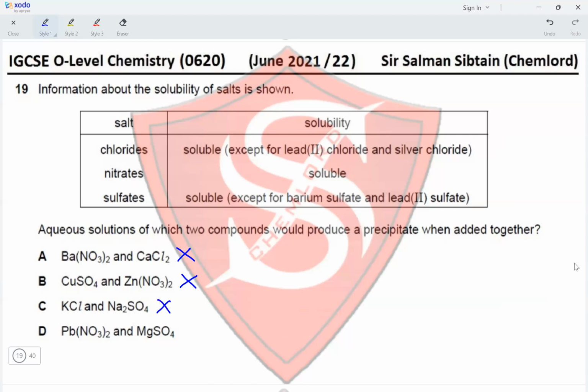Lead nitrate and magnesium sulfate would produce magnesium nitrate, which is soluble, and lead 2 sulfate, which is not soluble. So, a white precipitate of PbSO4 will be observed when these two solutions are mixed together, making option D the correct option for this question.